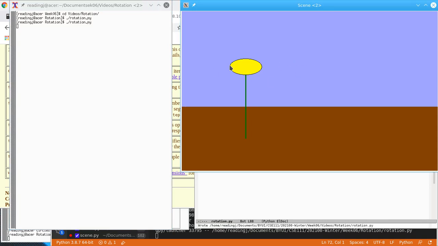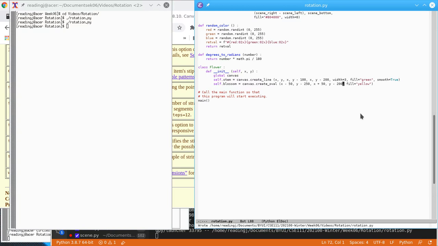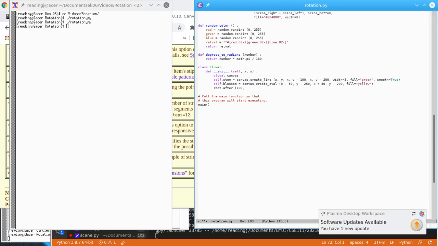Okay, now we're going to want some wind going in this direction, and we're going to need to figure out how to move this thing. So we're going to say root.after. Seems like I should have to make root global also, but it seems to deal with that all right. Yeah, we'll see what happens. Root.after 100, flower.move, self.